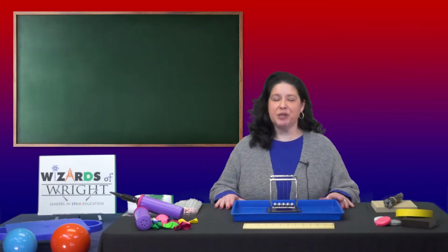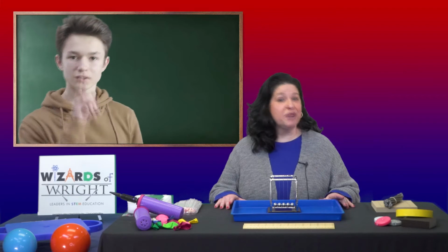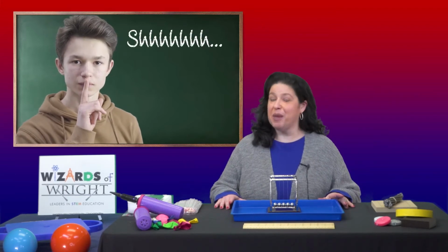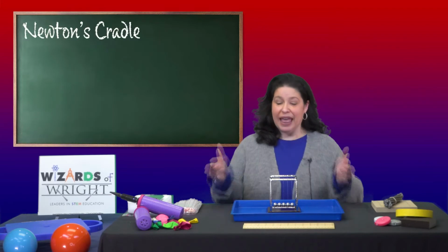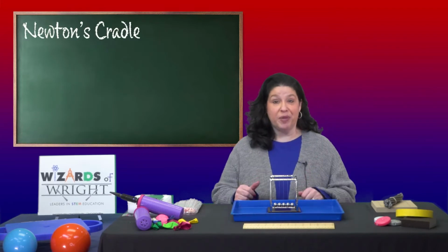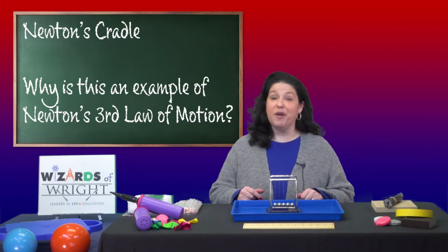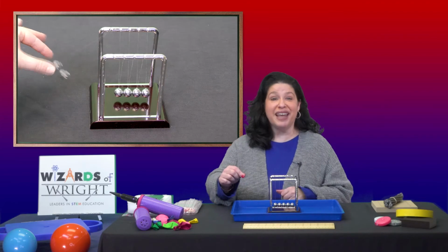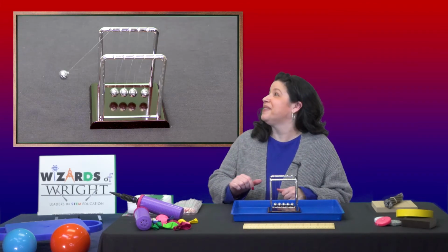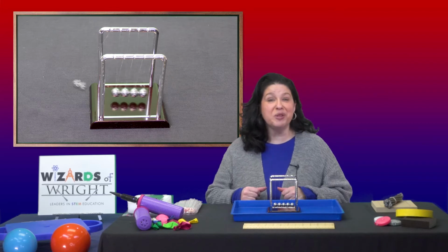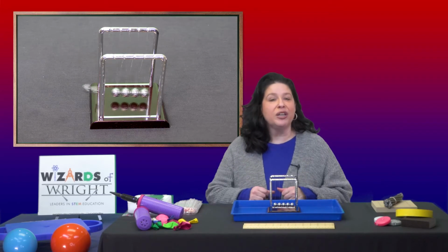Okay, I want to show you something, but I do have a favor to ask. If you've already seen one of these in action, please let those seeing it for the first time have the opportunity to figure it out. This is called a Newton's cradle. When we're finished, I hope you can explain why this is an example of Newton's third law of motion. I'm going to raise one and release it. You see that? What was the action? What was the reaction? Let's watch it again.